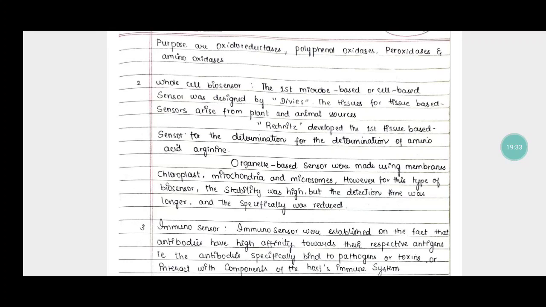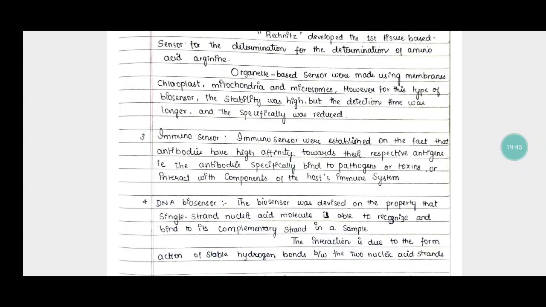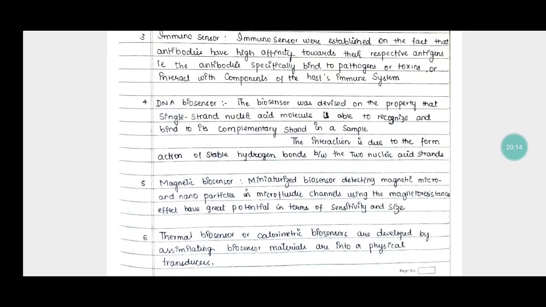And number three, immunosensors, which were established on the fact that antibodies have high affinity towards their respective antigens, that is, the antibody specifically binds the pathogen or toxins or interacts with the components of the host immune system. And number four, DNA biosensor, which was devised on the property that a single-strand nucleic acid molecule is able to recognize and bind to its complementary strand in a sample, where the interaction is due to the formation of stable hydrogen bonds between two nucleic acid strands.